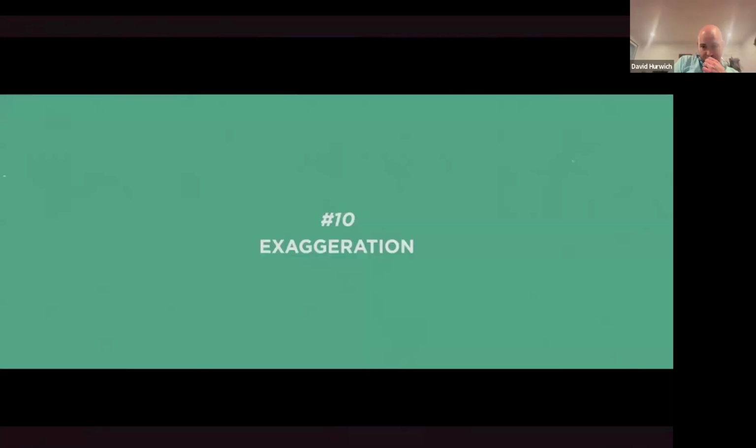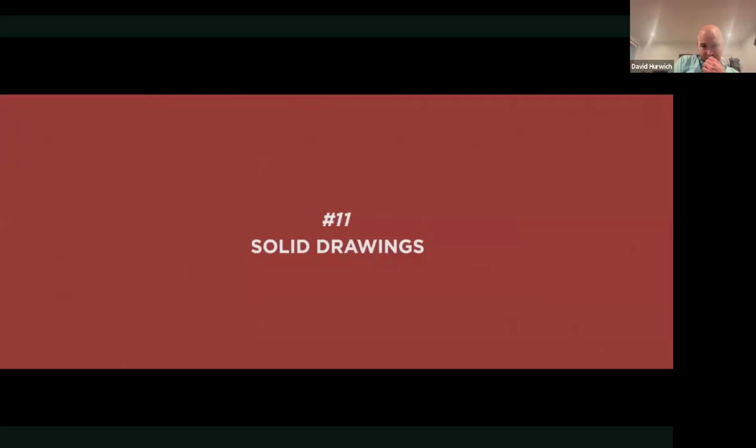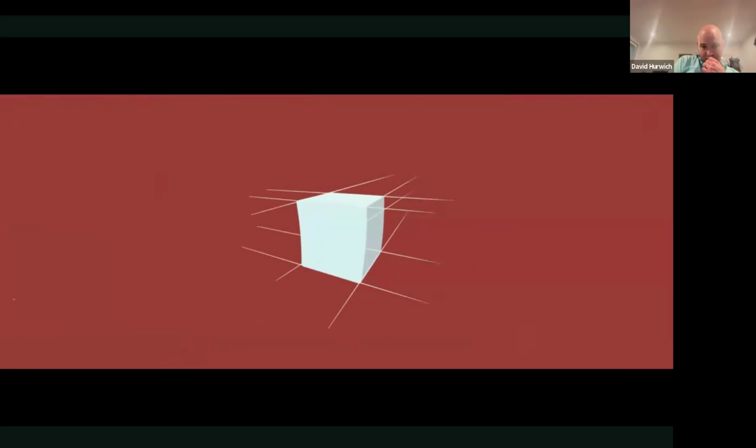Exaggeration. Remain true to reality, just presenting it in a wilder or more extreme form. Solid drawings. It means taking into account forms in three-dimensional space, giving them volume and weight. Appeal. It's a quality of charm, able to please the viewer's eyes. It's the charisma of the action.